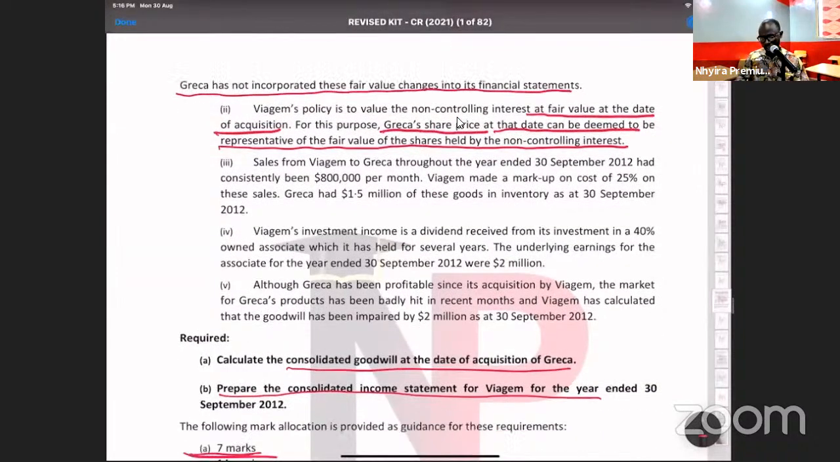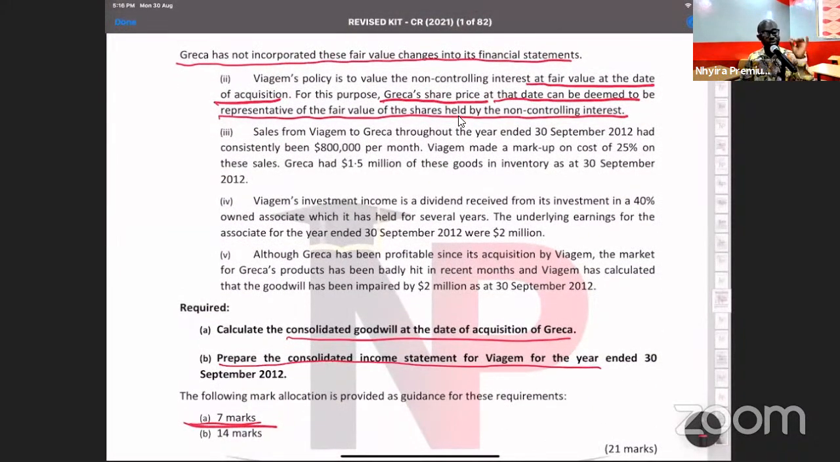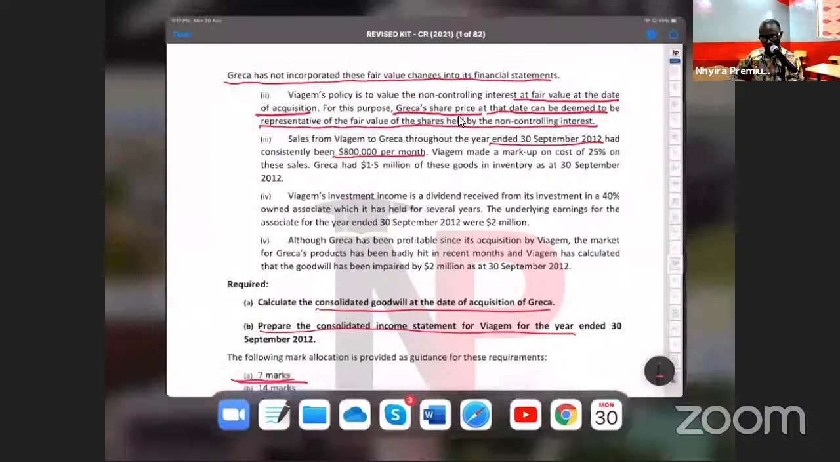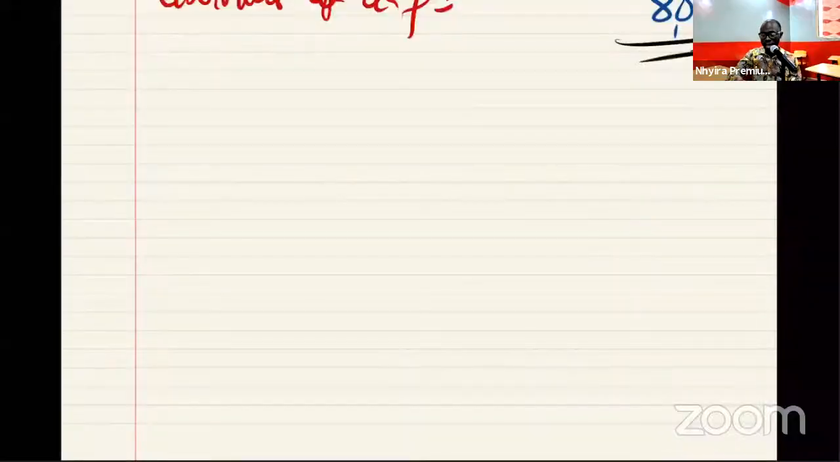Note three. In note three, we are told that sales from Viagem to Grisa through the year ended 30th September 2012 had consistently been $800,000 per month. Now, we told you that when you are preparing the consolidated statement of profit or loss, the total intragroup sales should be deducted from where? Revenue, and also deducted from cost of sales. Now, it looks like I have cost of sales already. So let's bring that up in that particular case.